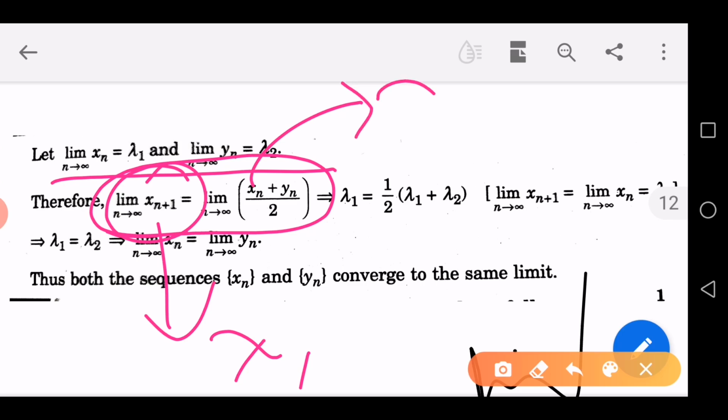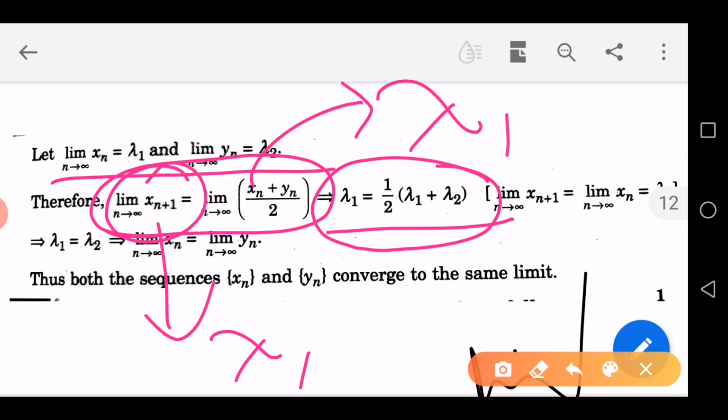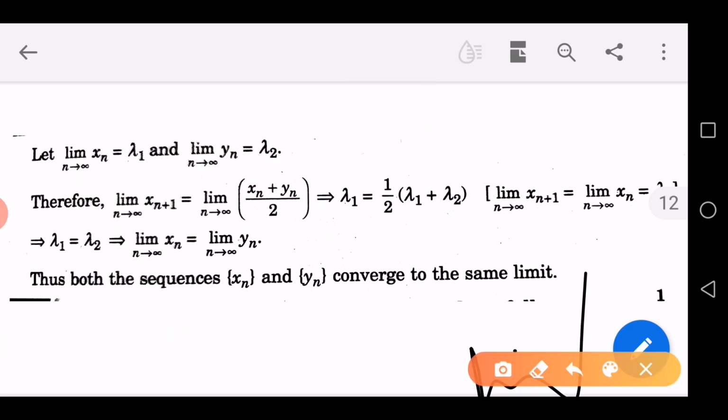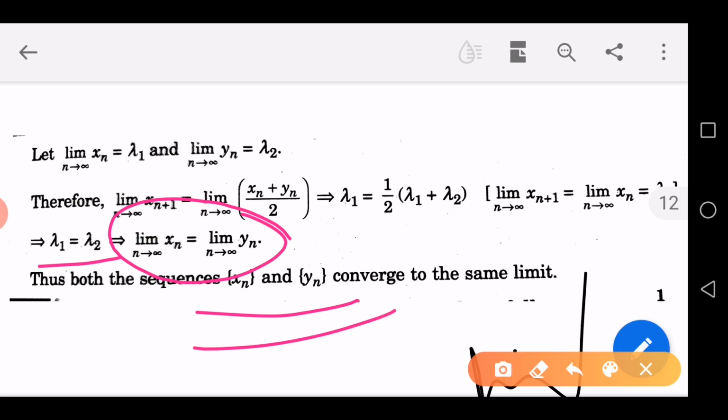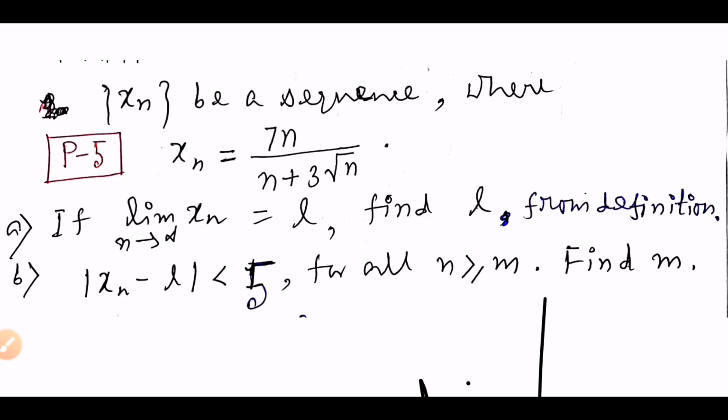Limit of xn is also lambda 1, because xn and xn plus 1 are terms of the same sequence. So we got lambda 1 equal to half into lambda 1 plus lambda 2. So 2 lambda 1 equal to lambda 1 plus lambda 2. So lambda 1 equal to lambda 2. That is, limit of xn equal to limit of yn. Therefore both the sequences xn and yn converge, and they converge to the same limit.